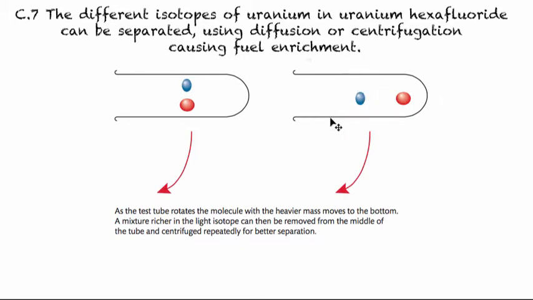So we can then take the uranium-235 from the front part of the centrifuge and use that for our enrichment. Or we could simply extract the ones that end up on the end and be left with those. So those are two different ways that we can enrich uranium hexafluoride.